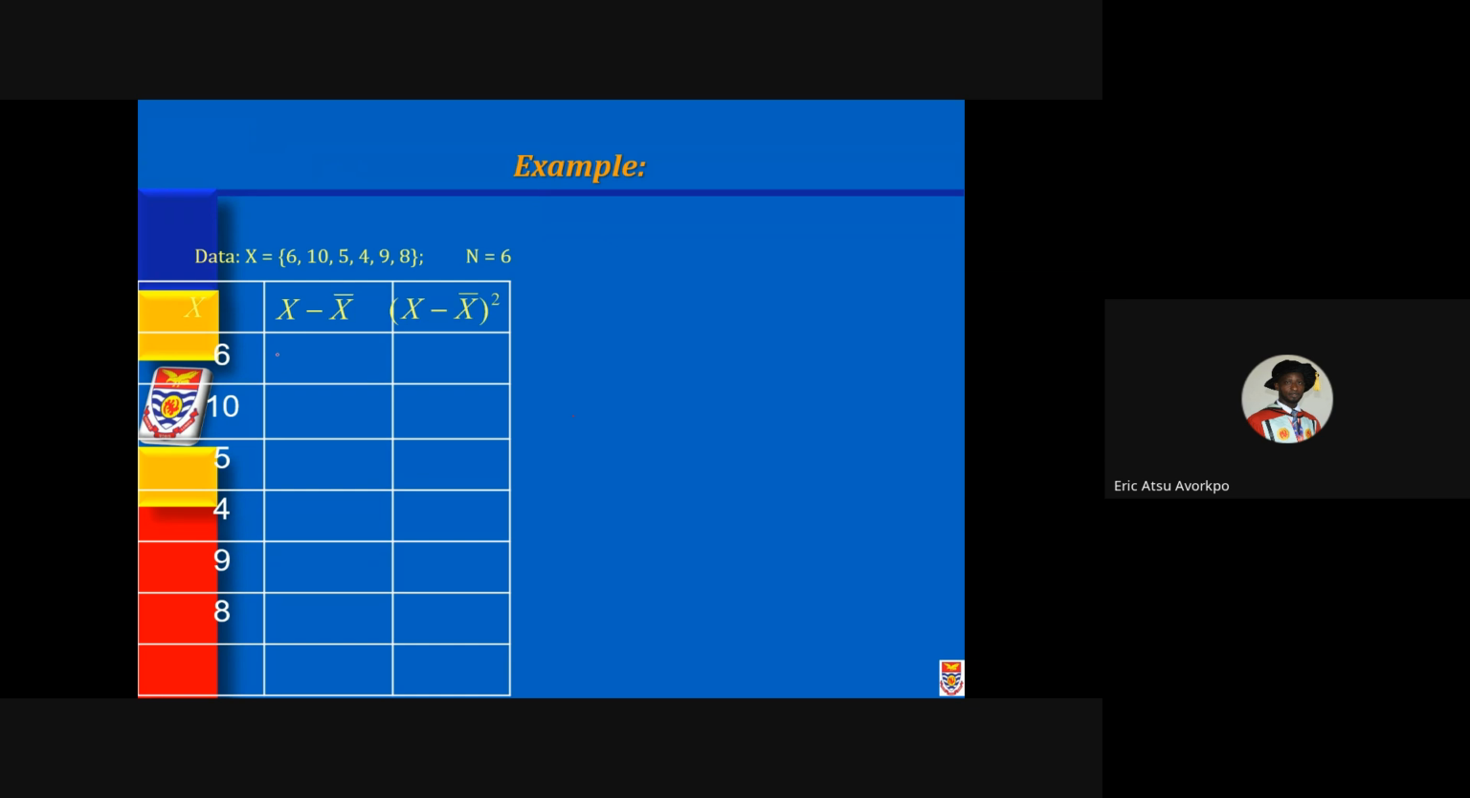So it will now be 6 minus what? What will be the average value, which is the S bar? We have to compute that. To be able to compute that, let's look at this first. You can see that the sum of S divided by N would have been 42 divided by 6, which is 7. So our average value is 7. So it would have been 6 minus 7 throughout, right?